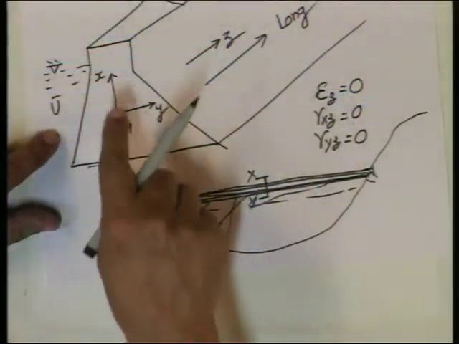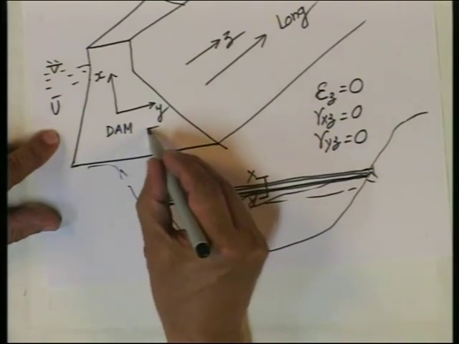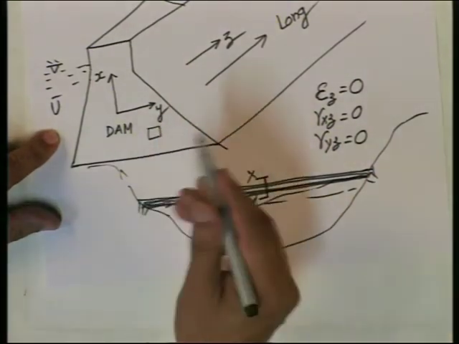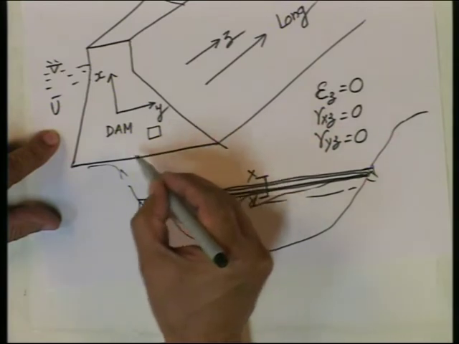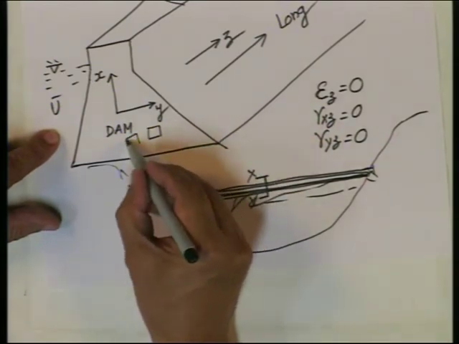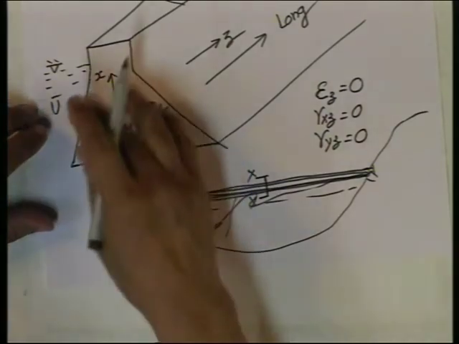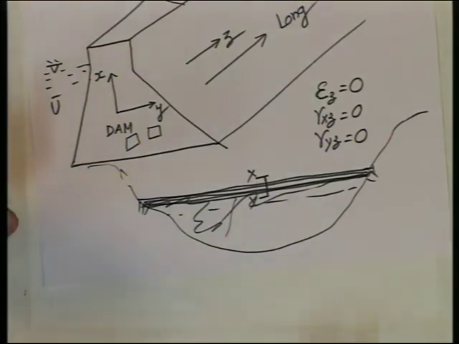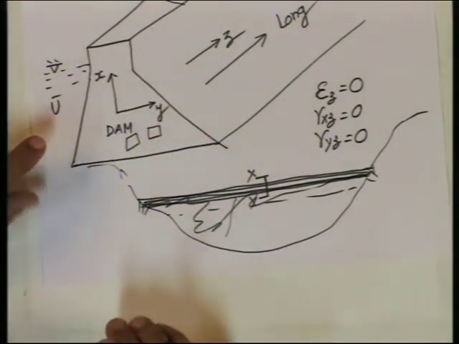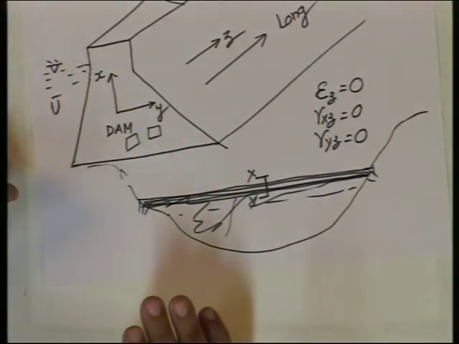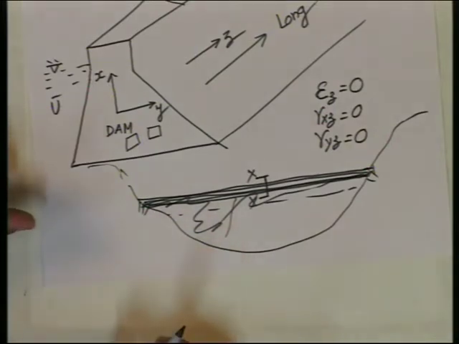But within the plane, if you consider any rectangular element within the cross section, that will undergo change. This element may look something like this. So for x y we are not saying anything. We are not talking of the x y shear strain in the x y plane. We are talking only about z x and z y.